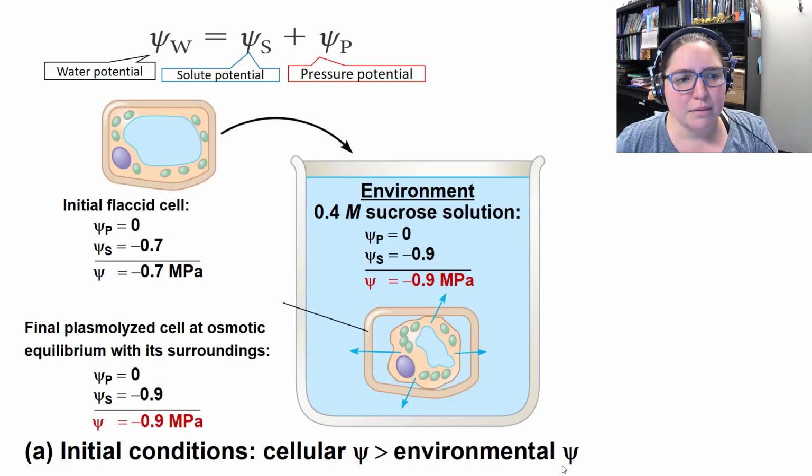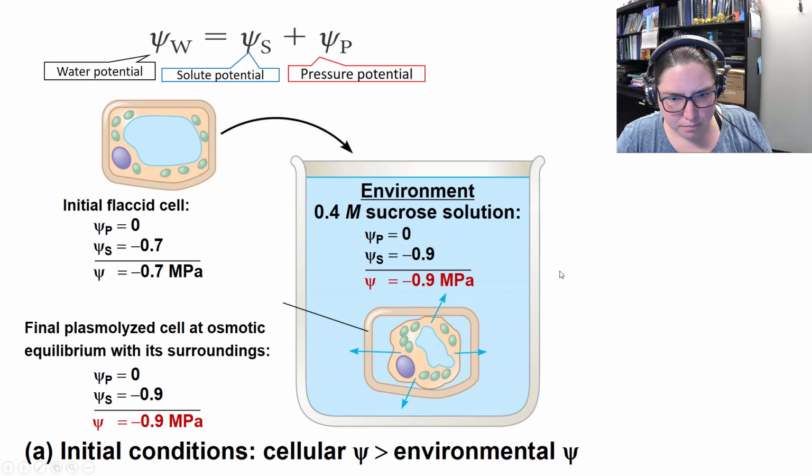Here's another example for you. I've got the equation up here just so you can kind of keep track of it. Here we have an initial flaccid cell. Remember, flaccid is just like the normal cell. Its pressure potential is at 0. Solute potential is at -0.7 megapascals. If we add it into a 0.4 molar sucrose solution, the solution's pressure potential is 0. Solute potential is -0.9. So the total water potential of the solution is -0.9. So the water is going to leave the cell because there's more solutes outside of the cell than inside of the cell. And so you can see that net movement of water is outside of the cell.